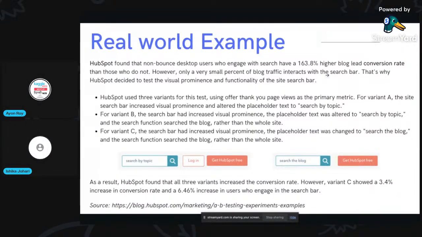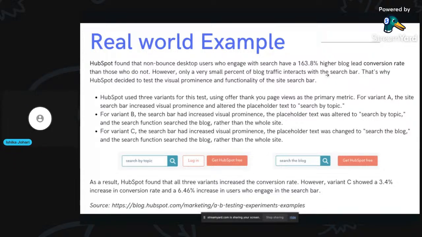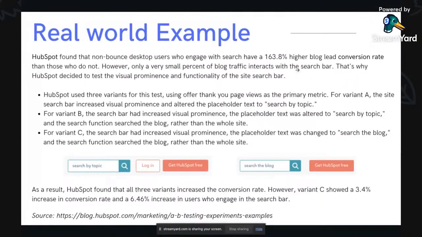Basically, HubSpot decided to look at the visual prominence and the influence on the functionality of the search bar. They implemented three recipes, and they changed the words inside the search bar for a few of them, and then they also changed what the results would output. For one, they had the whole site, and for the other, it had just the blogs.